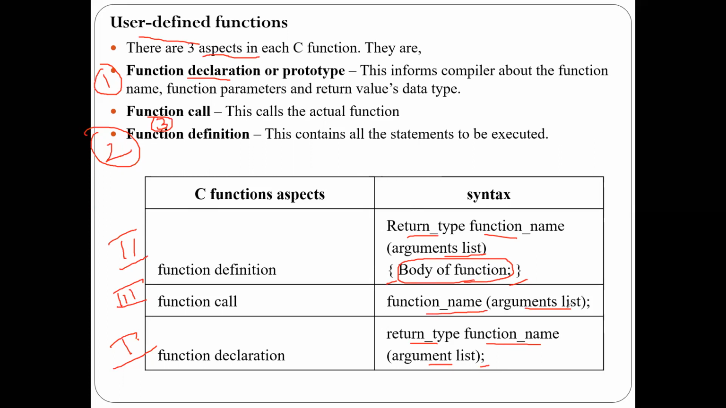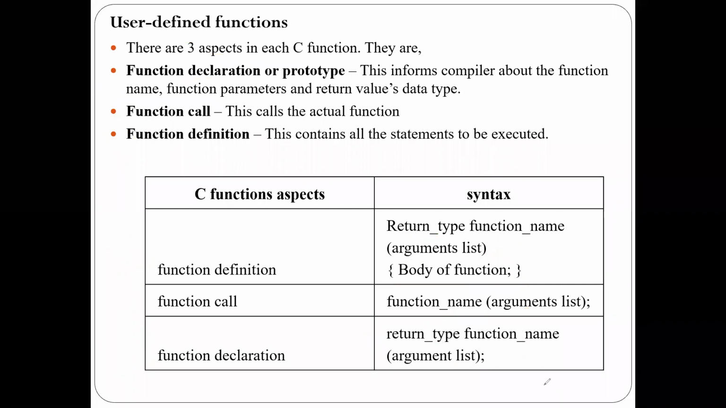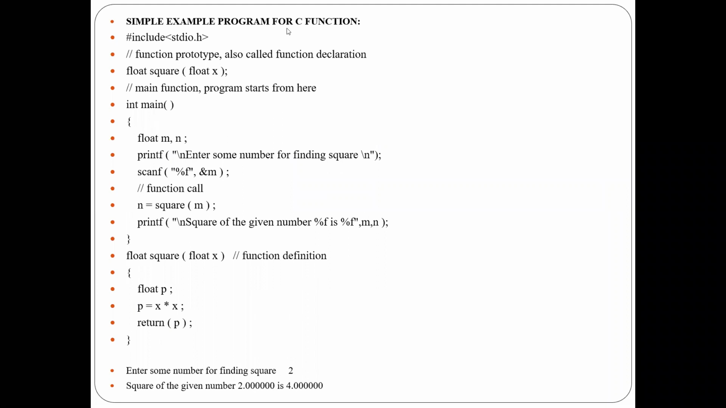If there is no argument, you just specify empty brackets. And another thing, if the function is not returning any value, you just specify void. Void is used to define that the function is not returning any value. We have to remember that these are the three aspects whenever you create a user-defined function: function declaration, function definition, and function call. Here is a small example which has been defined.